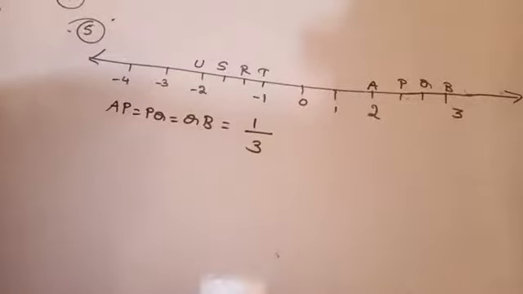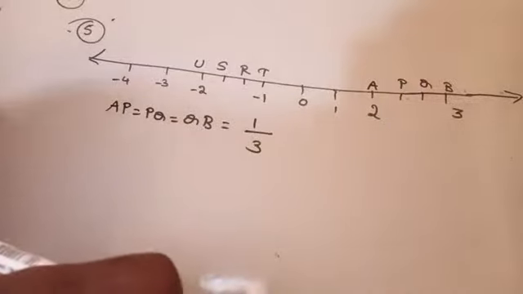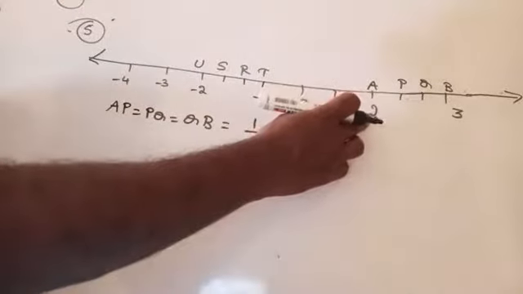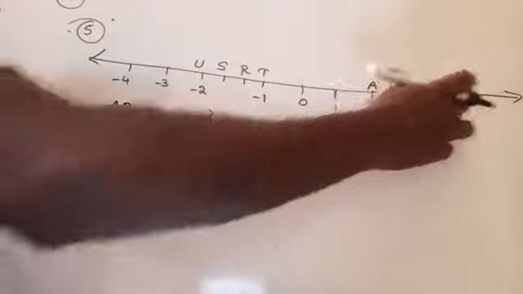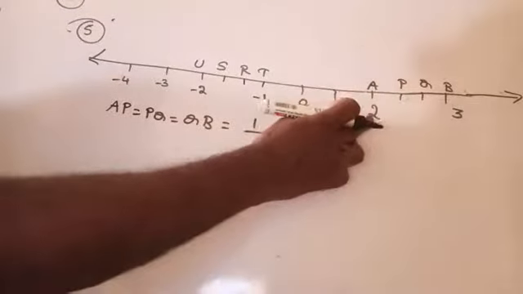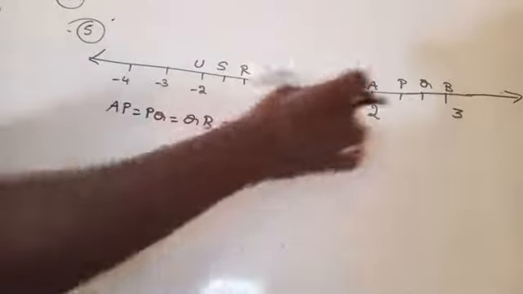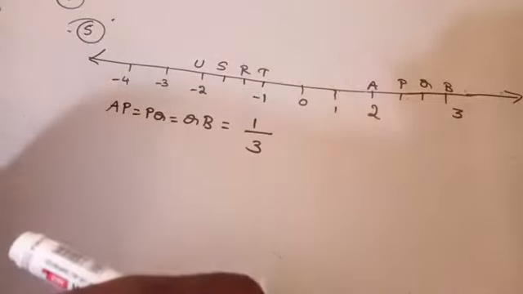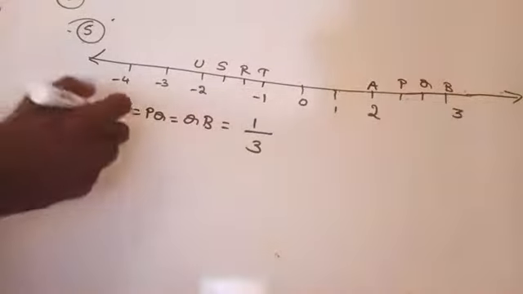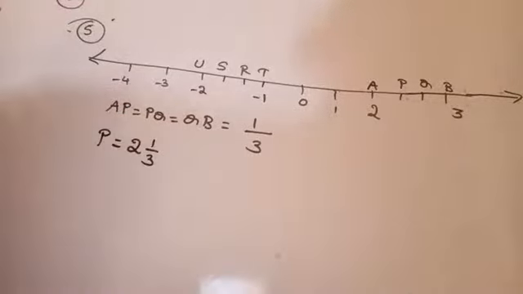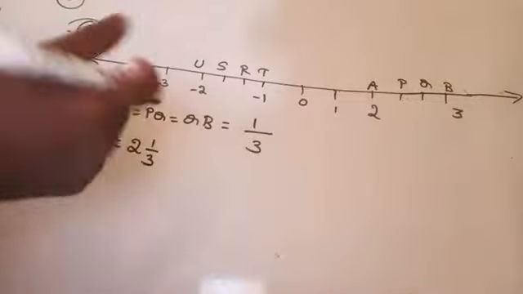Now, what is the point P? P is after 2 only. So what is the whole number here? It is 2. Then it's 2 1 by 3, 2 2 by 3, 2 3 by 3. The whole number is 2, and after that it divides into 3 parts. Then what is the value of P? You have to find P, Q, R and S. So P is equal to 2 1 by 3.